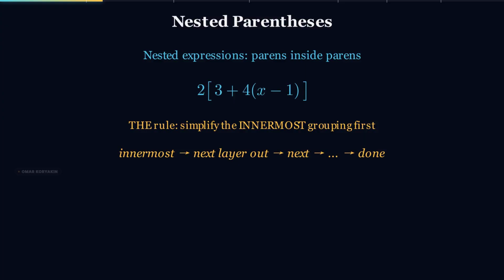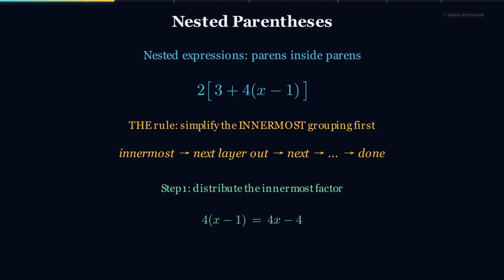Here is the rule that drives every nested simplification. Always simplify the innermost grouping first. Once the innermost is reduced to a sum of simple terms, treat it as one chunk and move outward to the next layer. Repeat the procedure layer by layer until no parentheses or brackets remain anywhere in the expression. The work flows from inside out, never outside in.